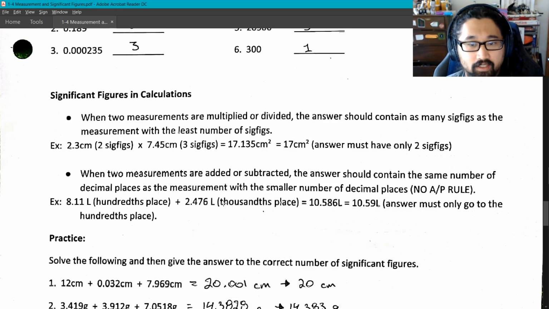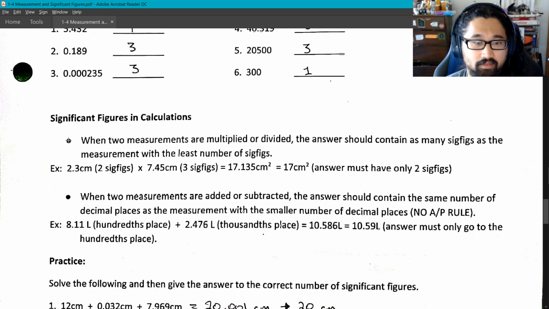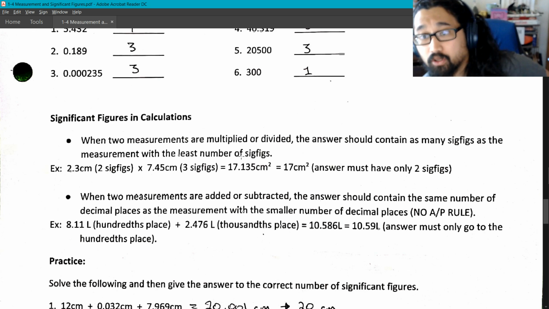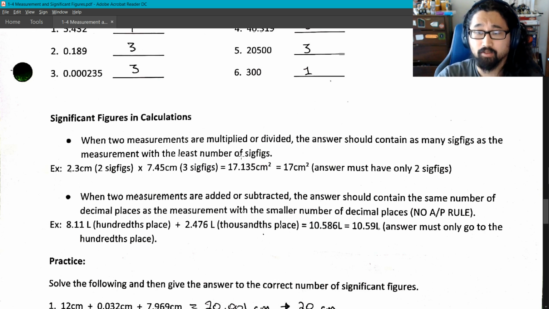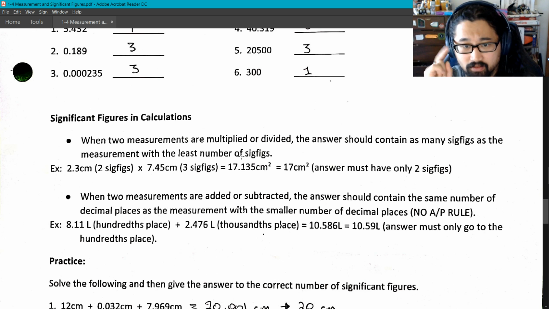But Sig Figs and Calculations, the important part is this first part. If you have two measurements that are multiplied or divided by each other, then your answer can only have the lowest number of Sig Figs. And what I mean by that, I'm going to use this exact example. I'm going to walk through it over on the whiteboard. So just give me a second.